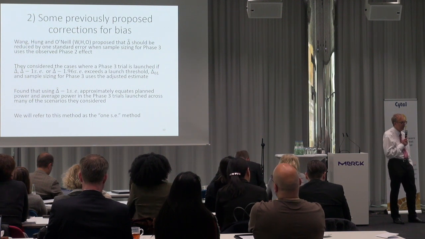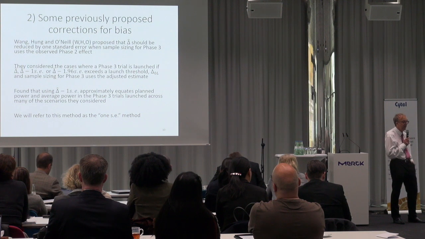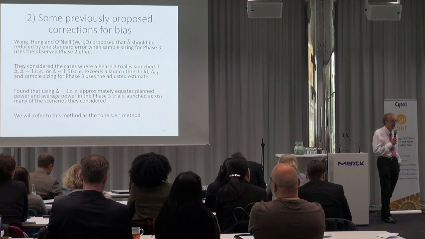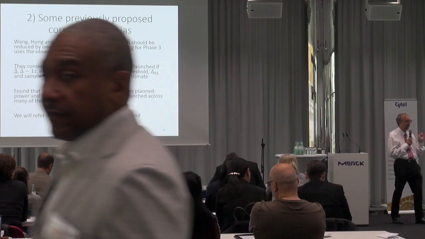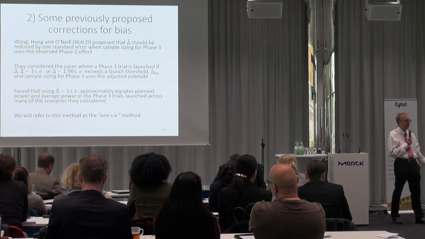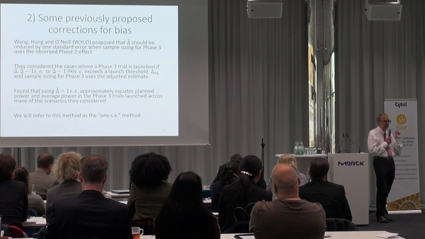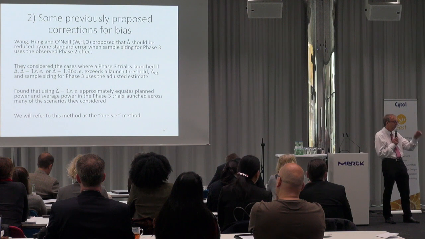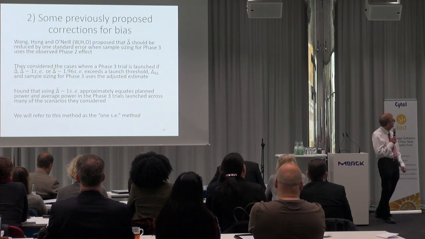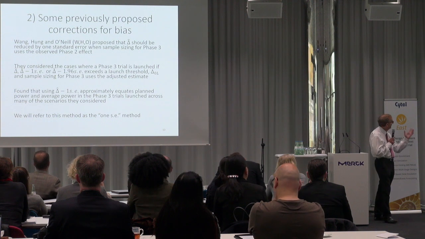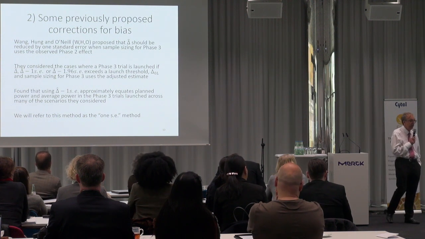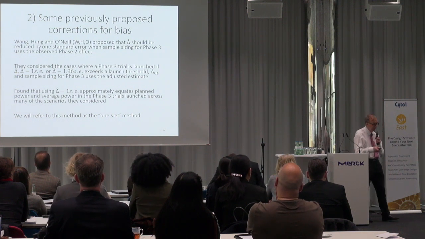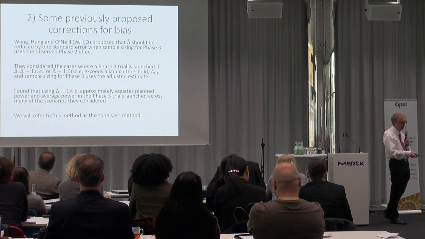And the upshot of the simulation work they did was that they found subtracting 1 standard error approximately equates planned power, so planned power coming from your sample size estimation, with average power in the phase 3 trials that are actually launched. So there's a big difference potentially between the power that you plan and the power that you actually observe in the trials that qualify to launch because they've exceeded that launch threshold, either using an unadjusted or an adjusted estimate. So we'll refer to this method as the 1 standard error method. So that's Wang, Hung and O'Neill's recommendation from a few years back.